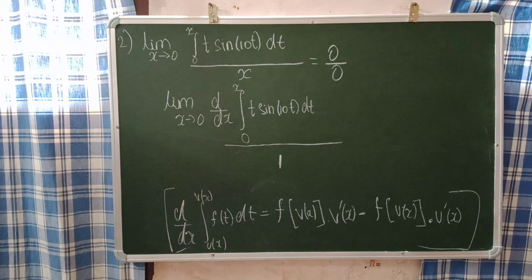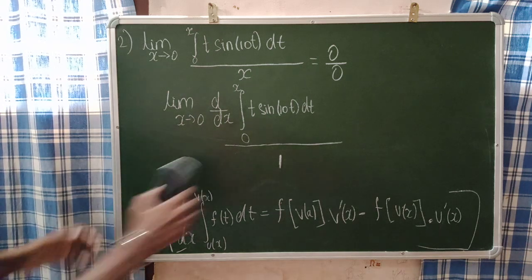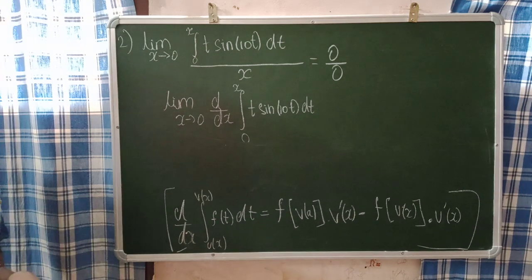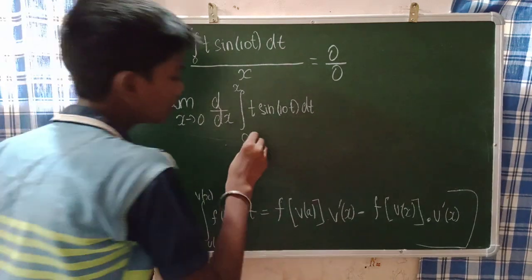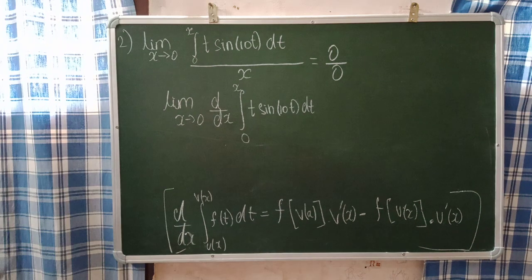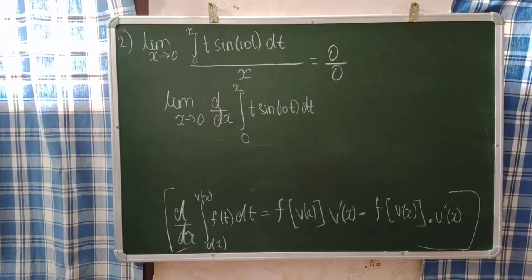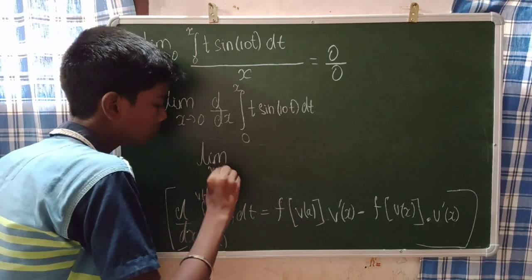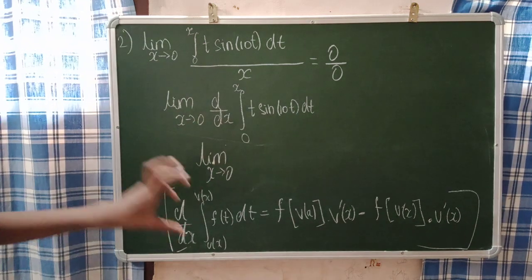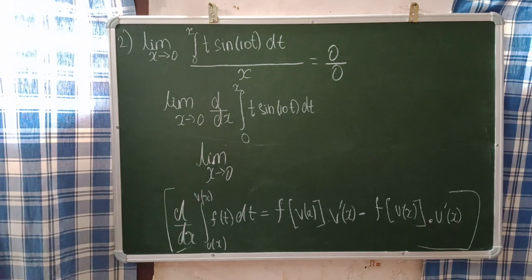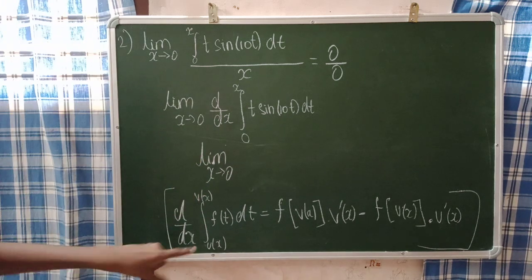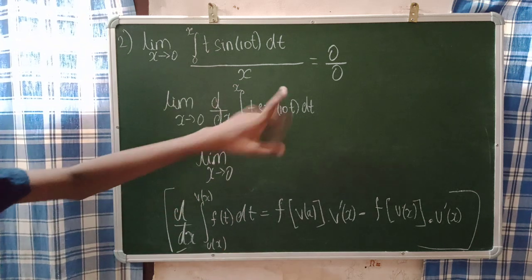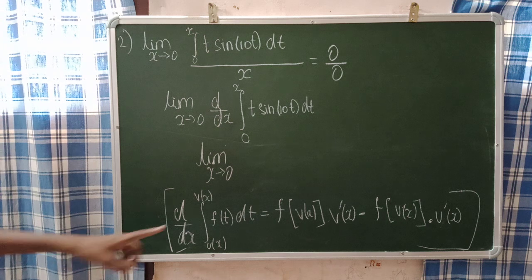As we are dividing by 1, it will be the same value, because any number divided by 1 is that number, so I don't need to write that. Now using the Newton-Leibniz formula, I can write the same as limit of x tends to 0 of d by dx of the integral of t sin 10t dt from 0 to x. Here u of x is 0, v of x is x, and f of t is t sin 10t.